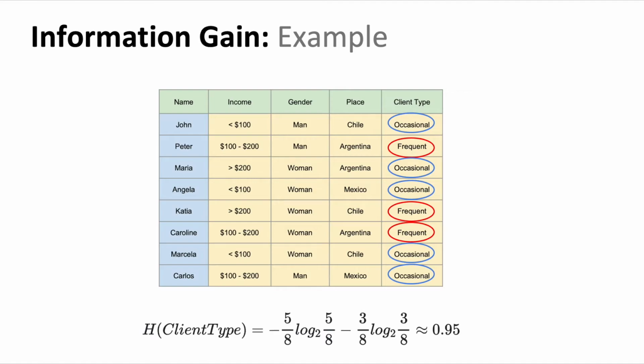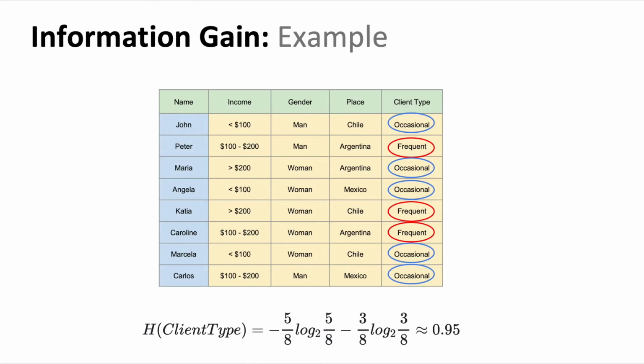First, what we need is to calculate the entropy of the class. In this case, the class is the client type, and the entropy is calculated, as you recall from the previous video, by going over all the possible rows and seeing the frequency, or the number of cases, in one class and in the other class, and we get the proportion. So in this case, the proportion of cases in the occasional class is 5 out of 8, and the proportion of cases in the frequent class is 3 out of 8.